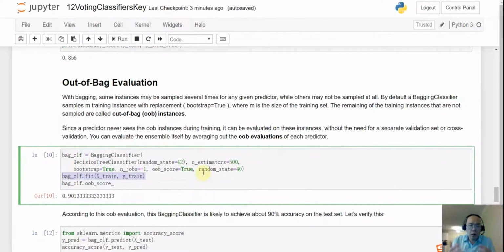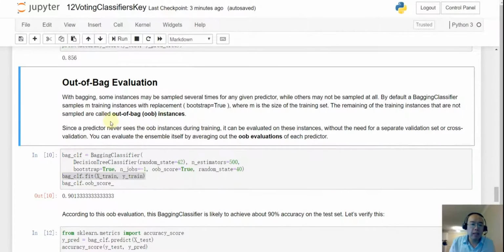So it is okay that we are using the leftover samples in the training set for evaluation, right? So that is called out of bag evaluation, and the leftover samples in the bag of the training set, we call them out of bag instances, or OOB instances. So those OOB instances can be used for evaluation purposes as well.